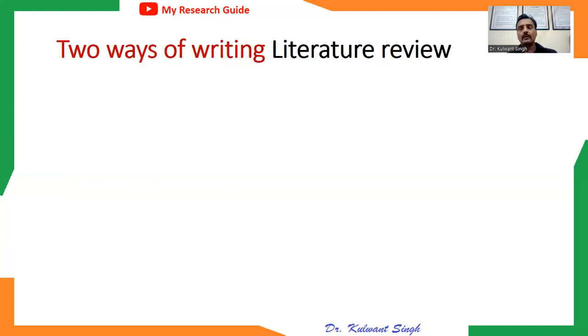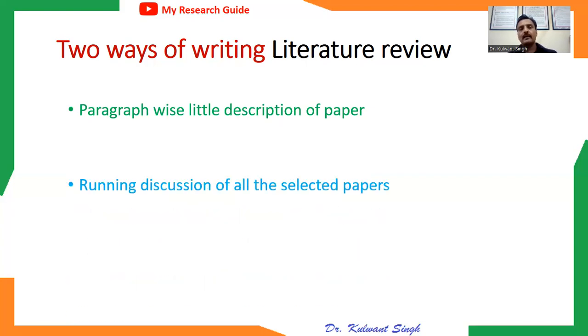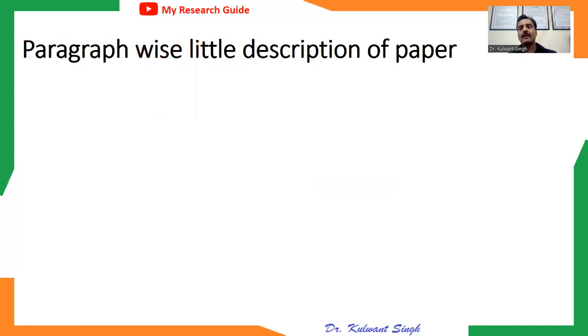Then after selecting the papers, how do we present the data in our document? There are two ways of writing the literature review. First is a paragraph-wise little description of each paper, and second is a running discussion of all the selected papers. We will discuss both types. First is the paragraph-wise little description of the paper.